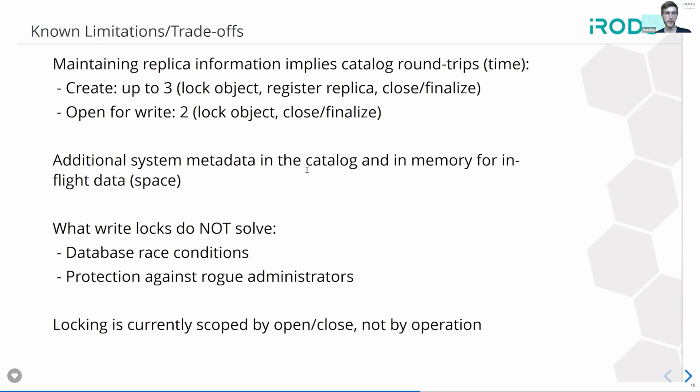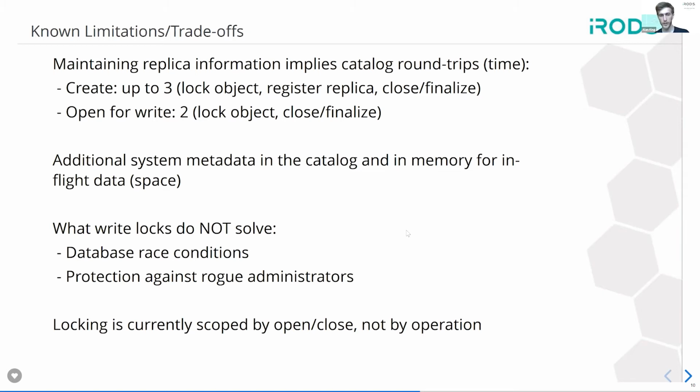As well, I wanted to address 2 things that logical locking does not solve. Database race conditions, that is, if 2 agents show up at the exact same time trying to write to the exact same replica, one of them is going to win the race and lock the object down first. And we have no way of really knowing when that's going to happen because iRODS is not psychic. And we do not protect against rogue administrators, which should be obvious. Finally, as currently implemented, logical locking is scoped on open and close and not by operation.